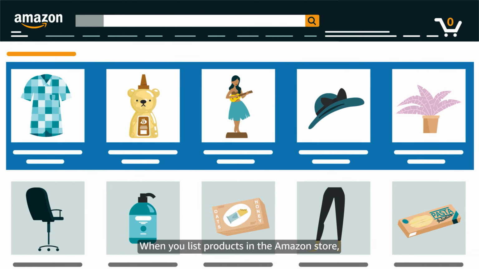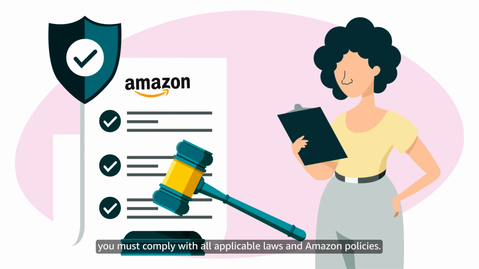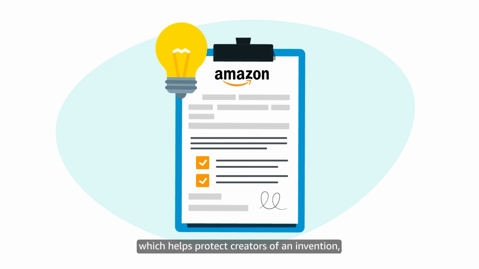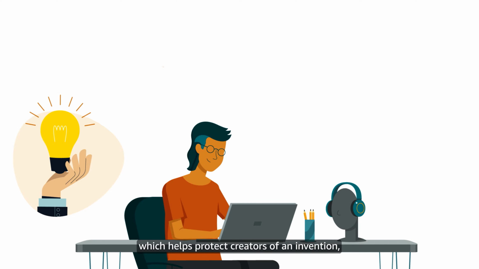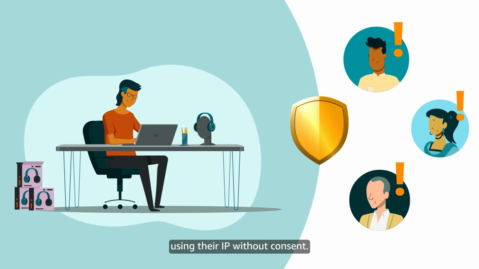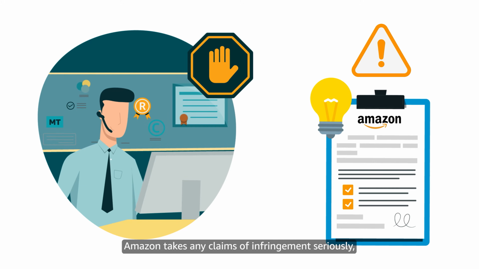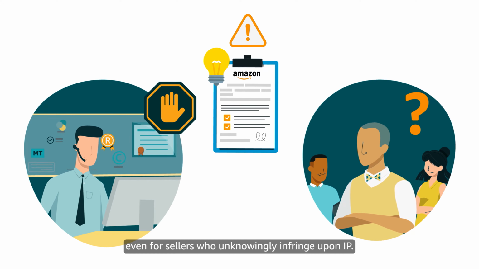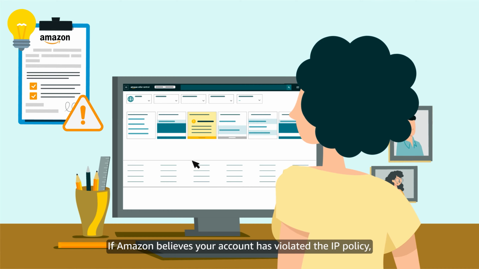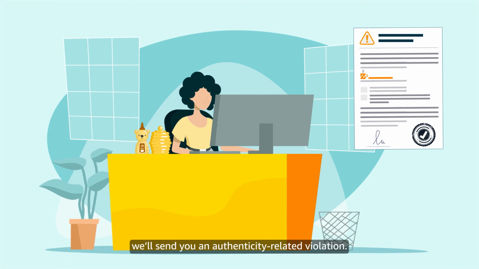When you list products in the Amazon store, you must comply with all applicable laws and Amazon policies. This includes Amazon's IP policy, which helps protect creators of an invention, brand, design, or other work against someone using their IP without consent. Amazon takes any claims of infringement seriously, even for sellers who unknowingly infringe upon IP. If Amazon believes your account has violated the IP policy, we'll send you an authenticity-related violation.